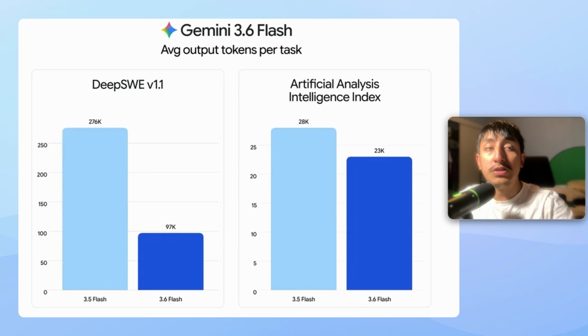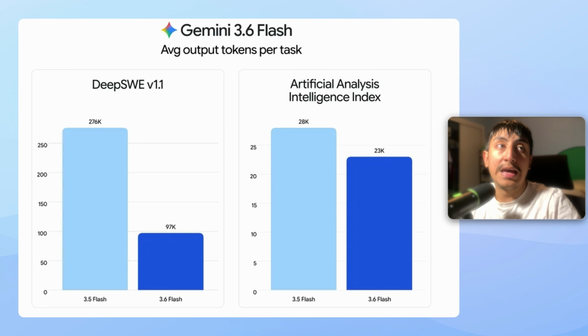All right, guys. So for the first benchmark, we're gonna be comparing our 3.5 Flash with our new 3.6 Flash, and for this benchmark, we will be comparing the average output tokens per task. Now, I want to get some definitions out of the way so we actually know what we're talking about. We can define the agent cost as the number of tokens times the price per token. And in this case, it got significantly smaller with 3.6 Flash.